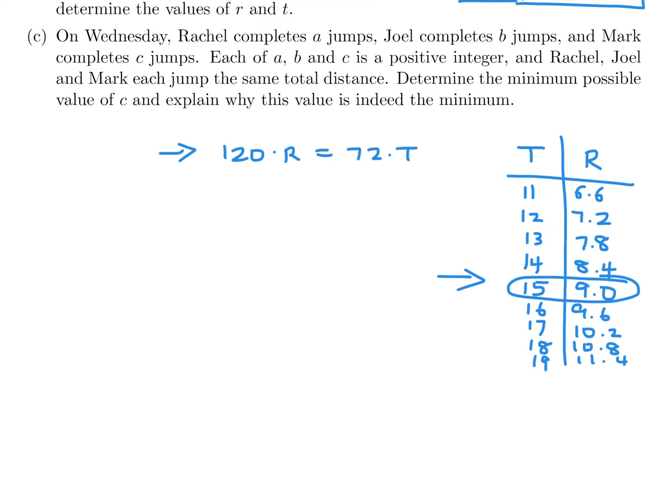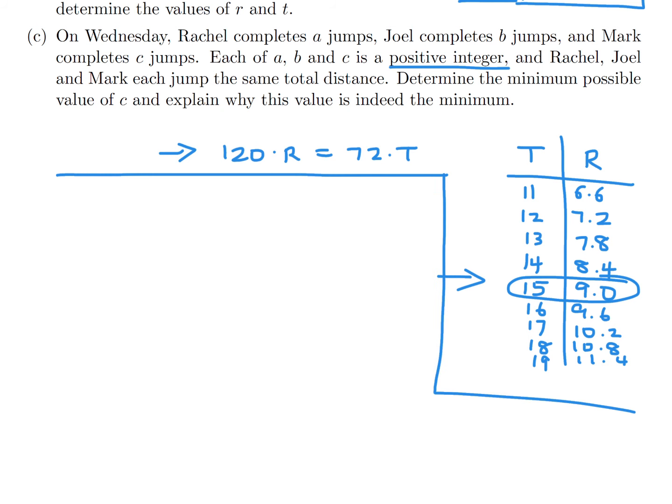On Wednesday, Rachel jumps A jumps, Joel B jumps, and Mark C jumps. Each of A, B, and C is a positive integer. Rachel, Joel, and Mark each jump the same total distance. Determine the minimum possible value of C and explain why this is the minimum. So very similar, but this time we've got 3 variables, 168A, 120B, and 72C.